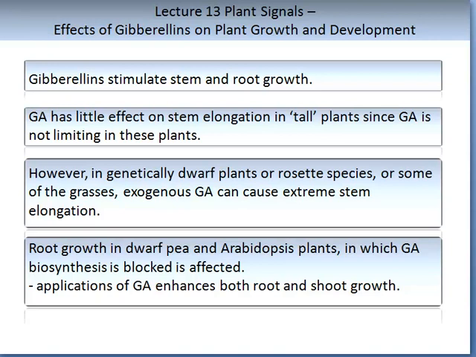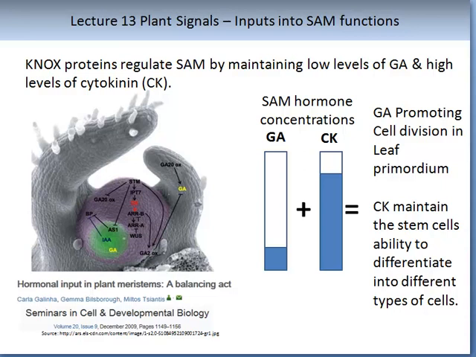We will look at shoot growth in a bit more detail. SAM is short for shoot apical meristem. In the SAM, KNOX proteins regulate the growth by maintaining low levels of GA and high levels of cytokinin. The figure on your screen, from the paper Hormonal Input and Plant Mechanism, a Balancing Act, in Cell and Developmental Biology, illustrates the pathways.